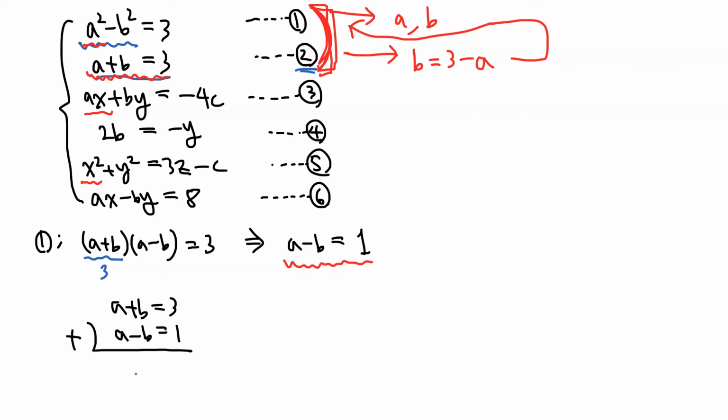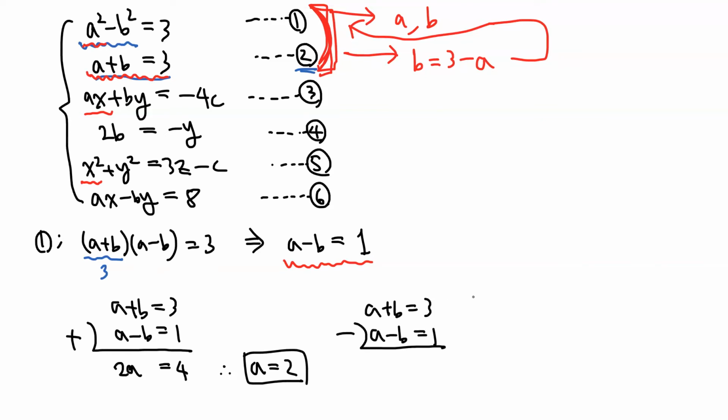If we add up the two equations, we obtain 2a equals 4, therefore a equals 2. And if we do the subtraction instead, we obtain 2b equals 2, and therefore b equals 1. Alright, so we have obtained a and b.